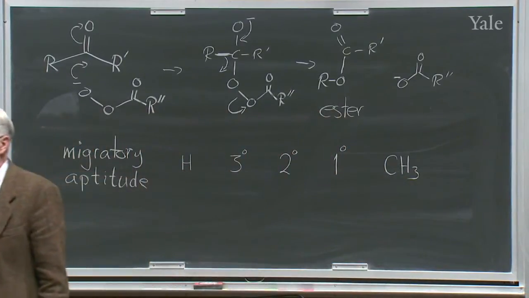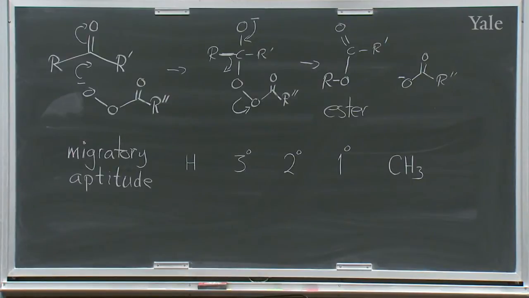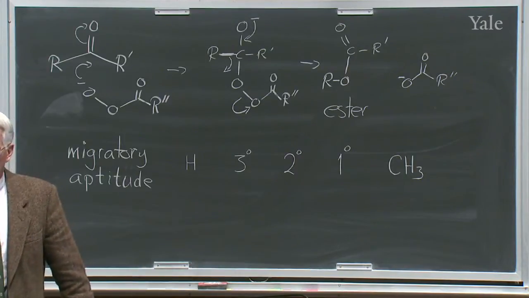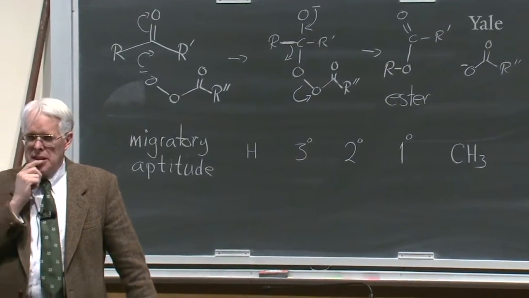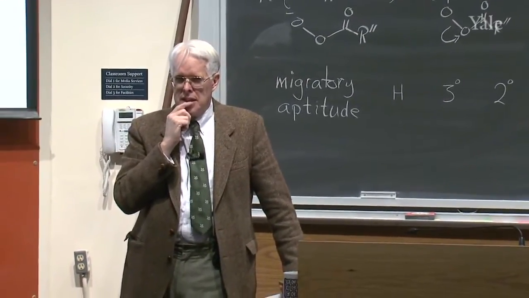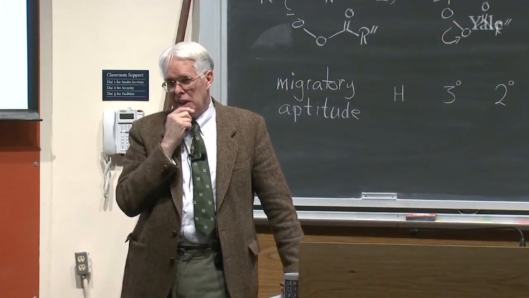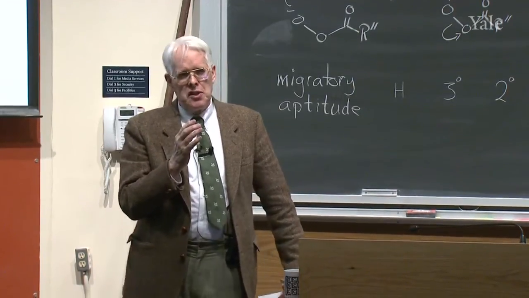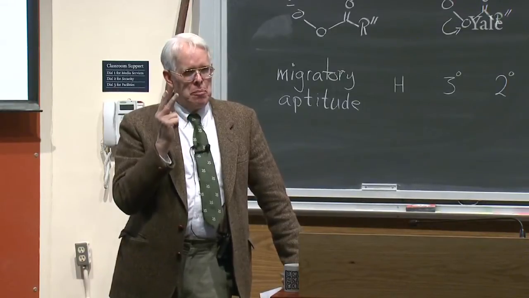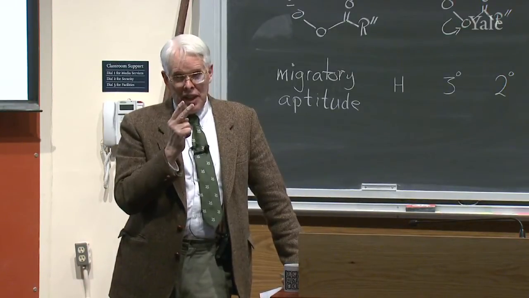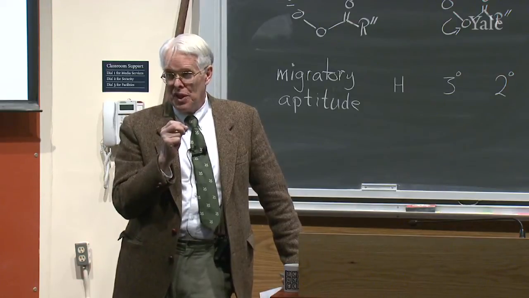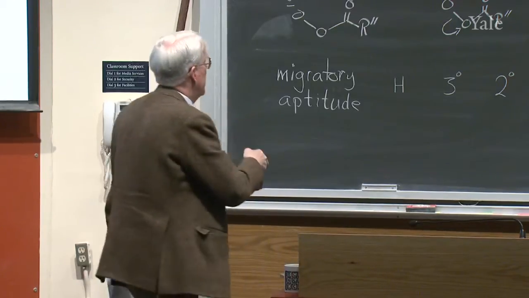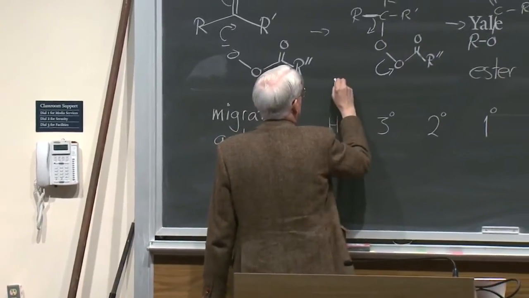But I didn't tell you whether this is increasing or decreasing in migratory aptitude. So what is the group that shifts? Is it a cation, a radical, or an anion? What have I shown with my curved arrows? When R moves over, does it move without electrons, with one electron, or with a pair of electrons? With a pair of electrons. So it's R minus that moves. Okay? At least it's a methide or an alkyde shift.